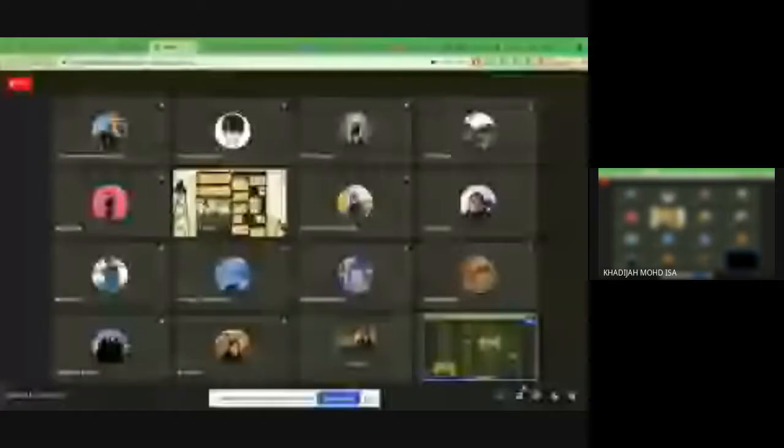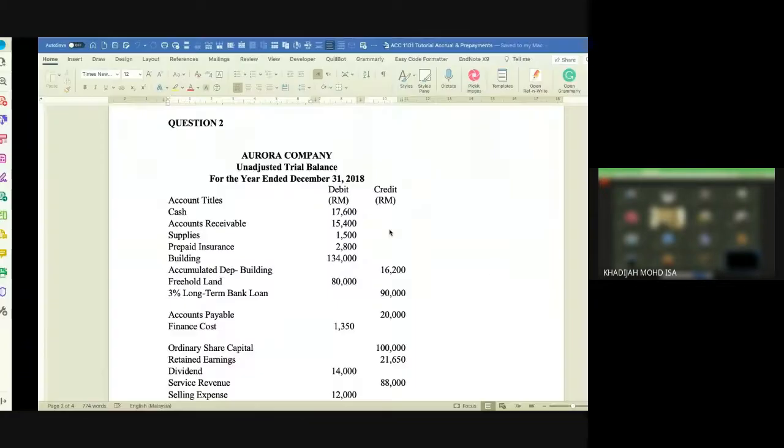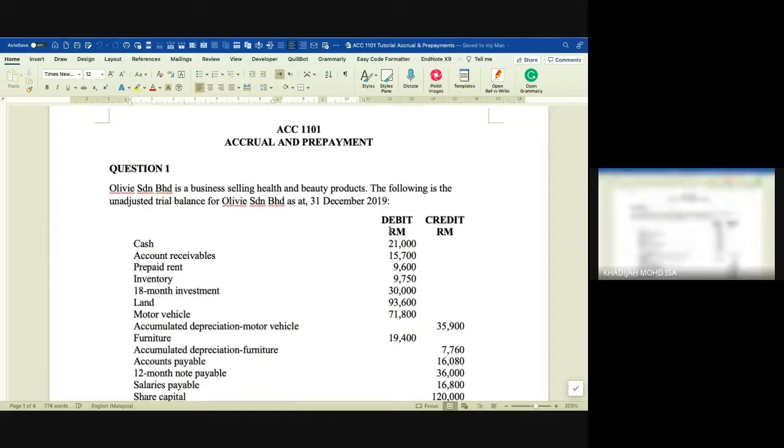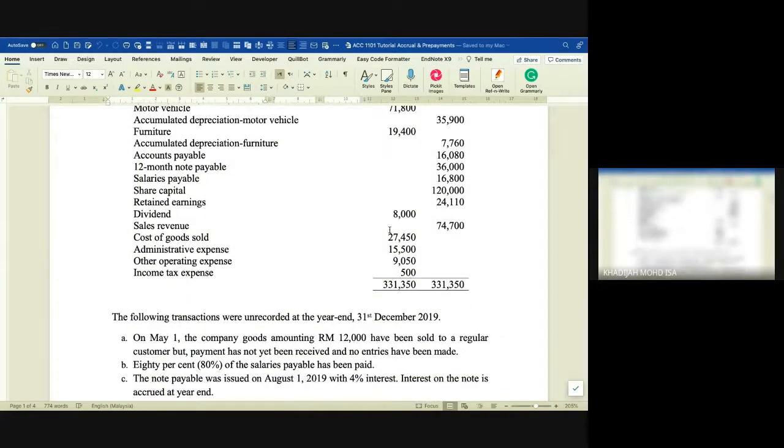Okay, I'm now sharing. I have shared with you in your Google Classroom the new tutorial question. I think all the sections are actually doing the same. Do you have this in your Google Classroom? Tutorial, accrual, and prepayments. Yes. All right, let's do question number 2 first.